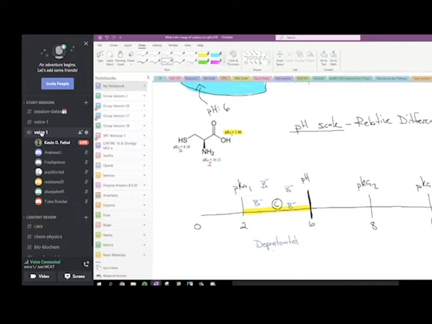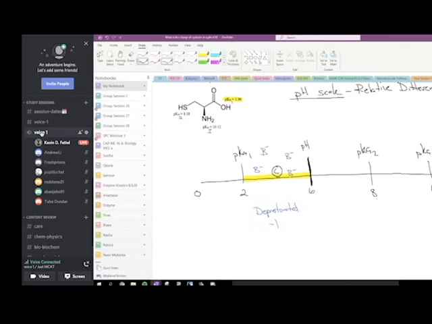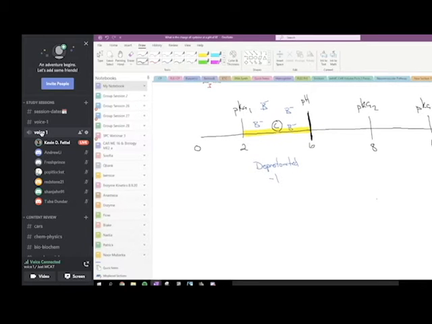And when things become deprotonated, they're going to have a -1 charge. Well, how do we know that? Well, if we drew some OChem out, we can also rationalize this. So let's say we have a hypothetical structure.